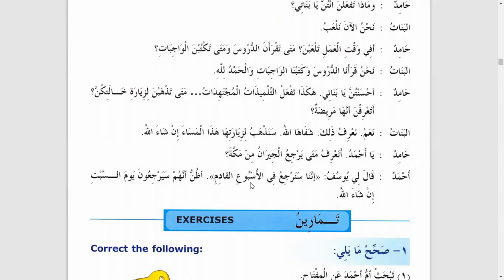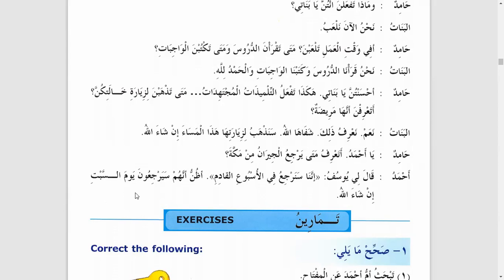Now, as you can see here, al-usbu'i al-qadimi. Usbu' is also time, but why is it majroor? Because of fee. If we remove fee, then it will be mansub. But when we have fee, then it will be majroor. So this is also translation, sir. Indeed, we will return the next week or the following week. Yes, qadim is the coming one.